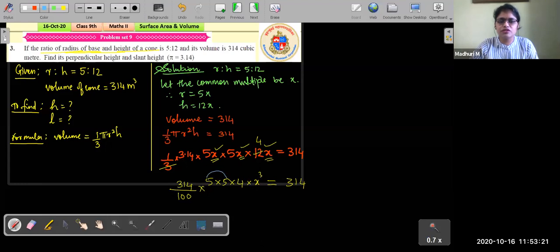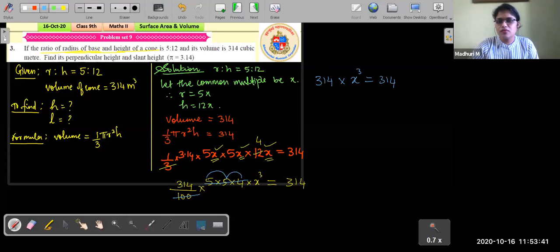5 times 5 is 25. 25 times 4 is 100, right? So this 100 and this 100 get crossed out. What are we left with? We are left with 314 times x cube, which is equal to 314. See, the calculations have simplified.